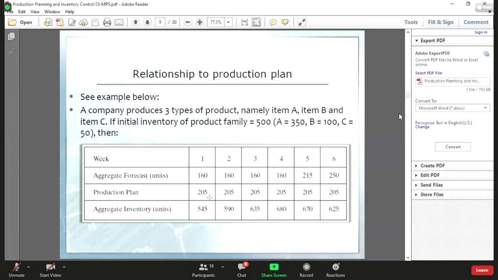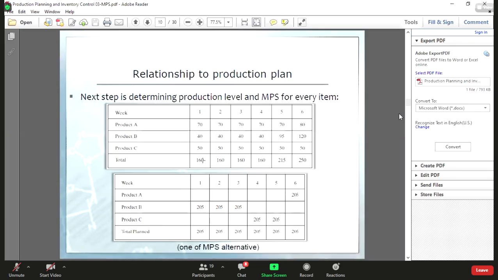Sorry. We start from the forecast first. The forecast is 160. We try to break it down using ratio. Previously I already explained that, and this is the result for A, B, and C. This is the forecast for every item. After that, in order to fulfill product A at 70, product B at 40, and product C at 50, we need to consider the initial inventory of every product item.